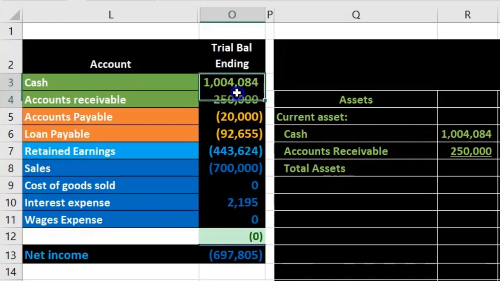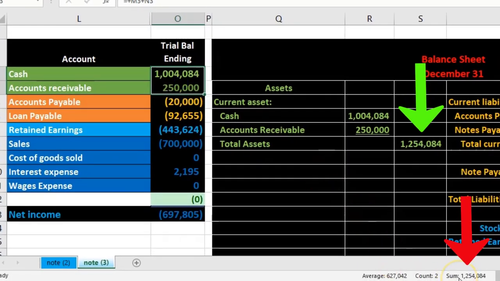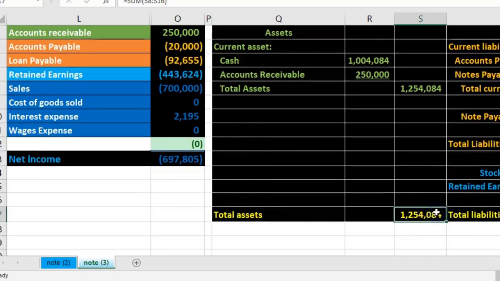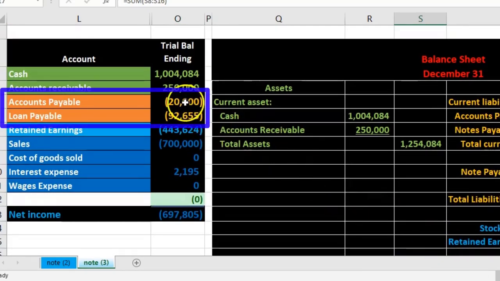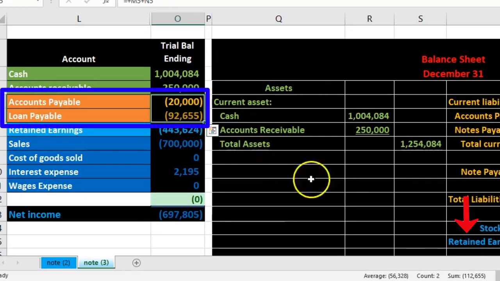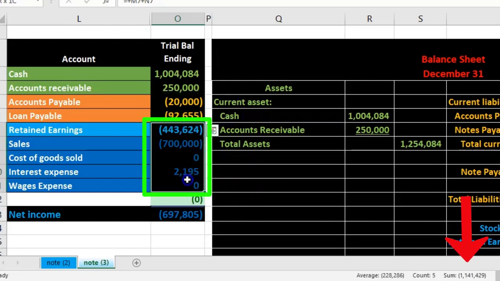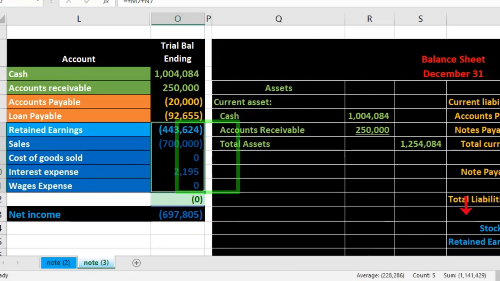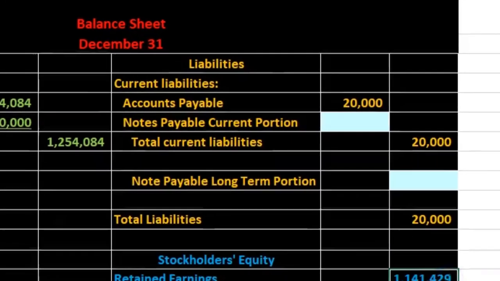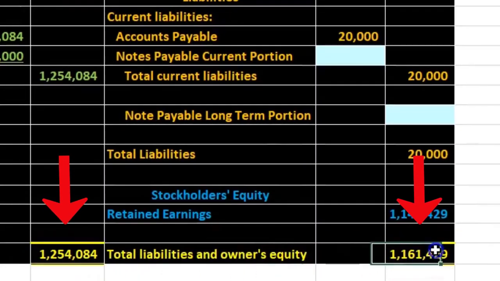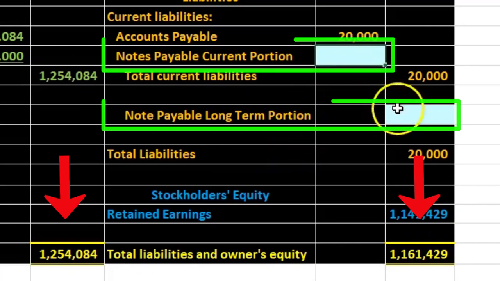We can see that we have our two assets. That's all we have, $1,254,84. That's our total assets. Here's our total assets. And then we're focusing here on our liabilities. There's only two accounts. So that's $112,655. That'll be our liabilities. And then this is all of our equity. So remember, the whole income statement is part of equity. That adds up to $1,141,429. And that's what's going to be in equity. So these two numbers should match out if we get these two numbers right.